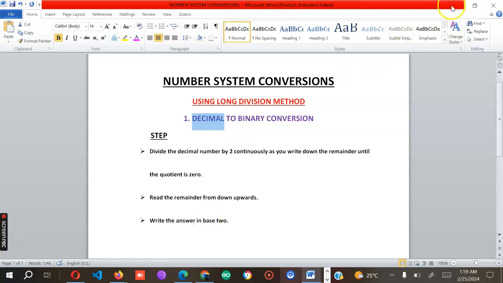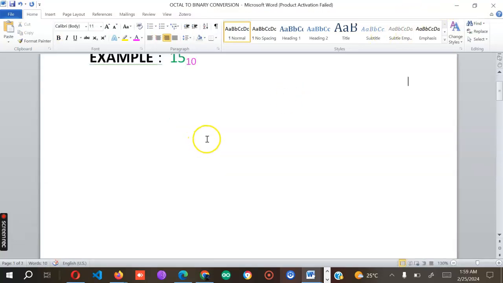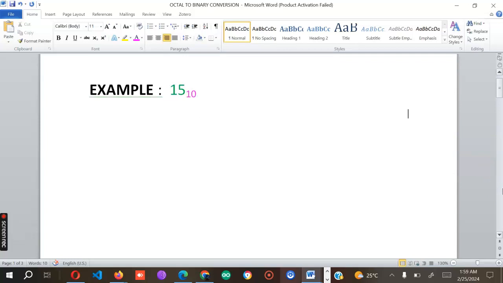Okay, let's go directly to our example. This is our first example, where we have 15 base 10. Remember the rules: you're supposed to divide the number by 2. Okay, let's start with the 2. The number is 15. This is the solution.